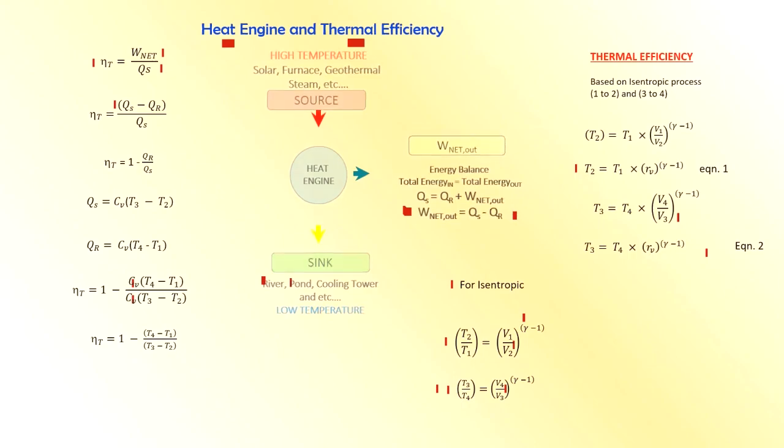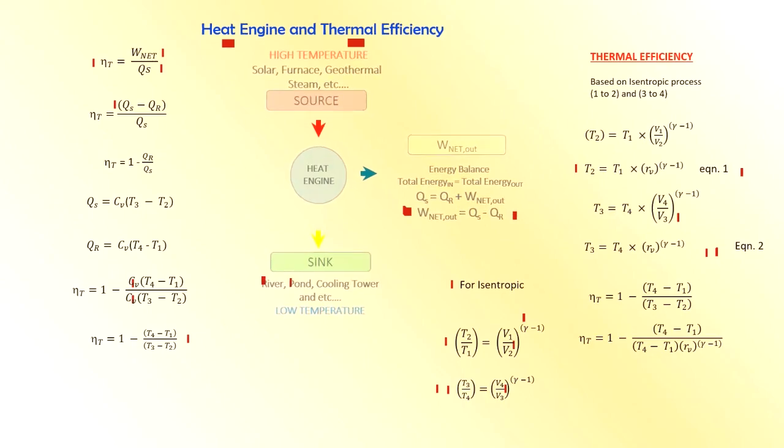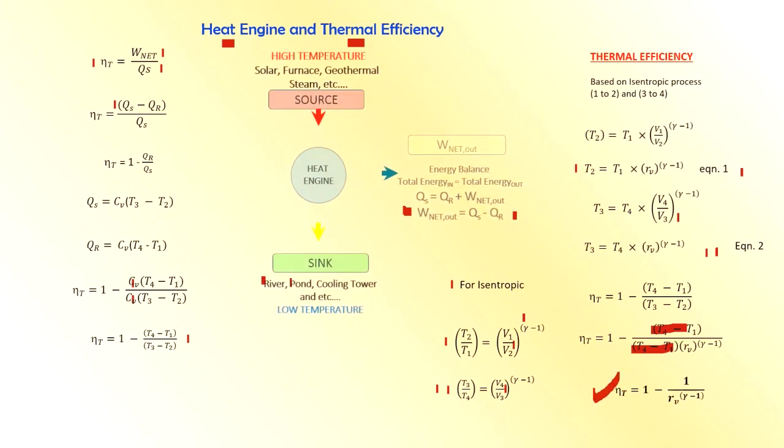Okay, so you have equation 1 and equation 2. Substitute your equation 1 and 2 into the previous equation, and you will have something like this. So you can strike off this and this. What remains here is the thermal efficiency formula, the most general formula. If, for example, you want to find the thermal efficiency of the Otto cycle, you can straight away use this formula if the volume ratio is given or the volumes are found.